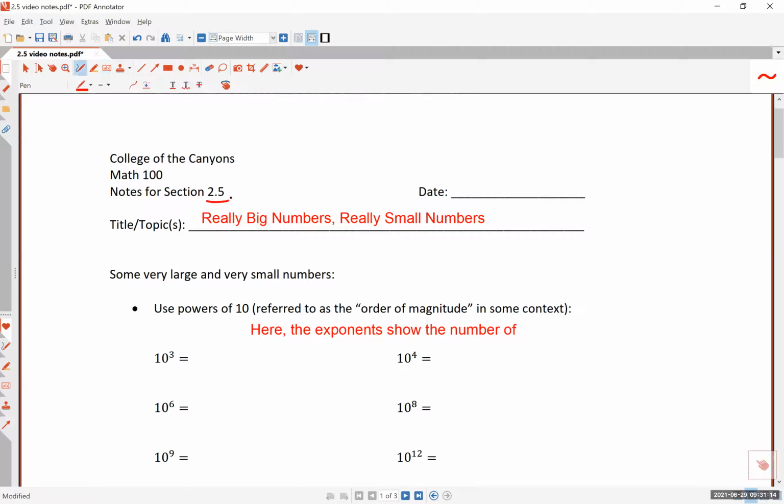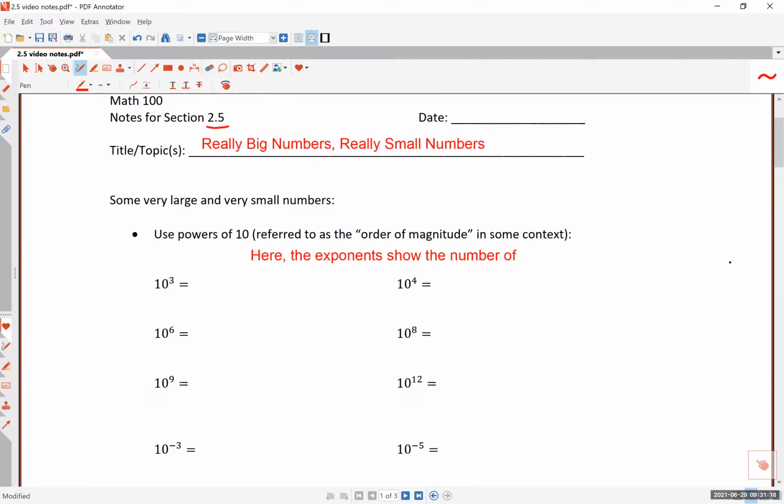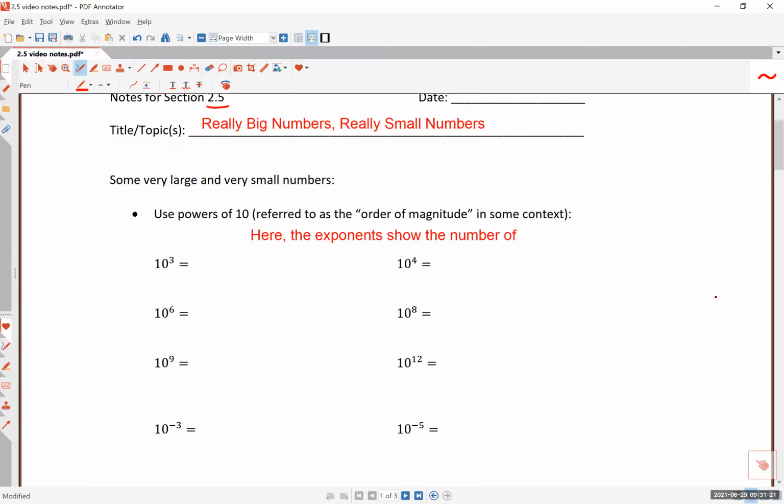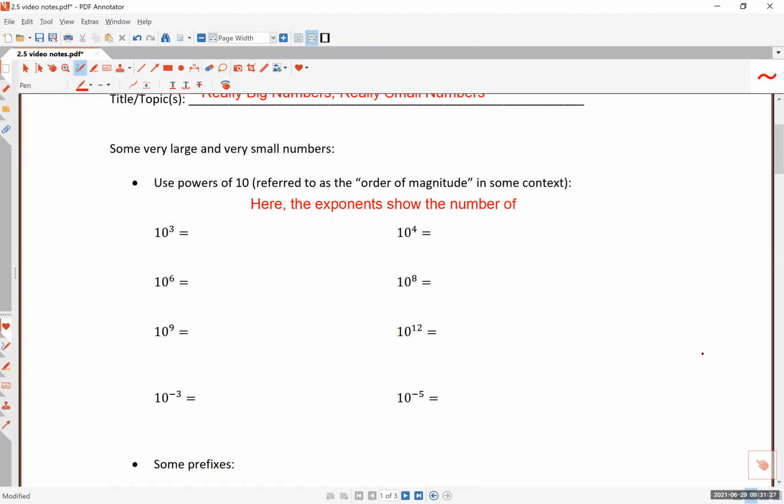All right, section 2.5, about really big numbers and really small numbers. Again, this is going to be a rather brief section. We have names for these large and small numbers. Let's go with something that we can handle. We are going to be using this idea called the order of magnitude in some contexts. Sometimes it's called powers of 10. These are powers of 10, the 10 raised to these small numbers called exponents.